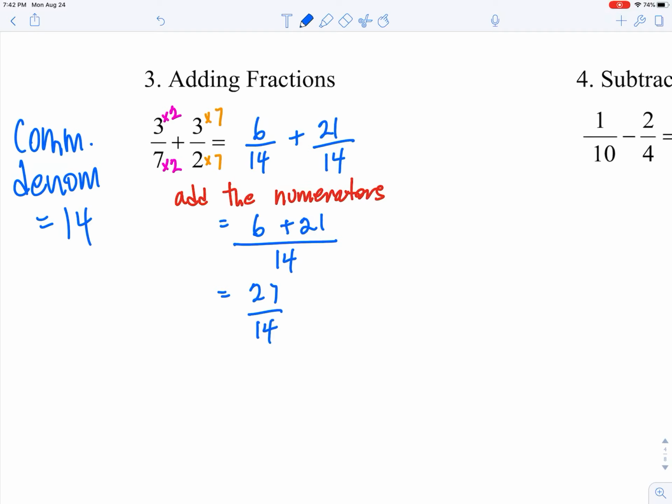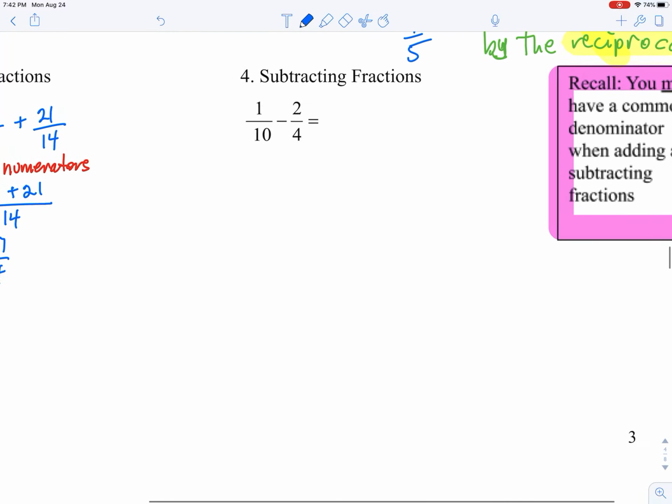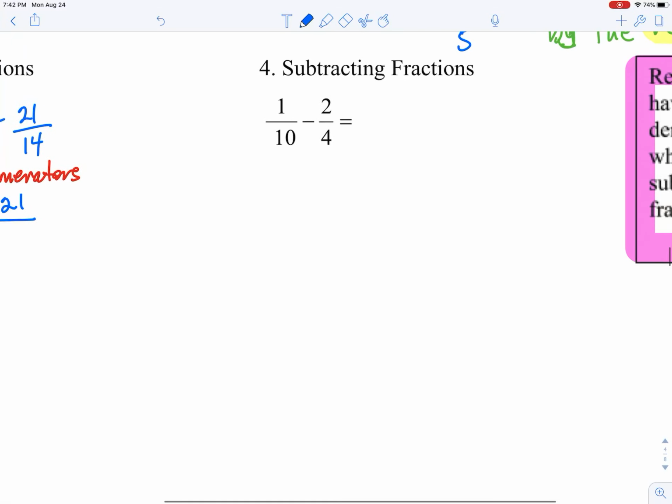Same with 2. So that's it. It's simple. It's improper, but it's already simplified. For subtracting fractions, we need a common denominator. So in this case, the denominator equals the lowest number that both 10 and 4 go into. So 20. To get to 20, I'm going to have to times this by 2, and I'm going to have to times this one by 5.